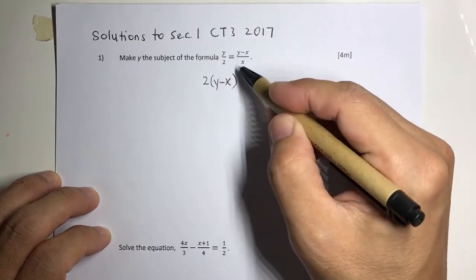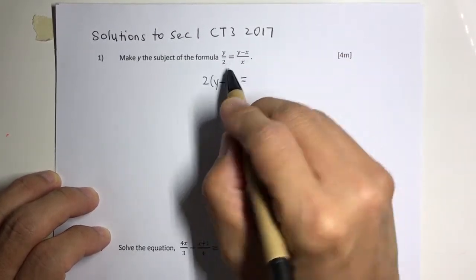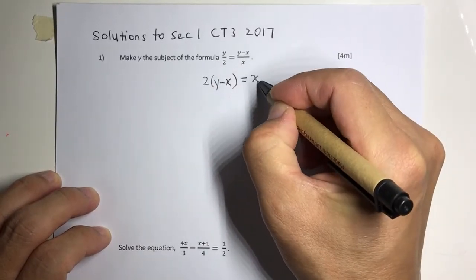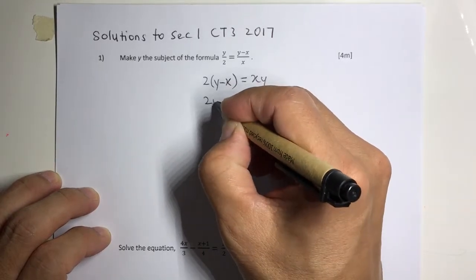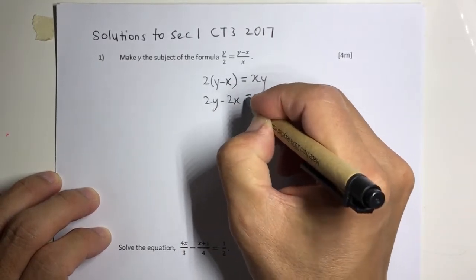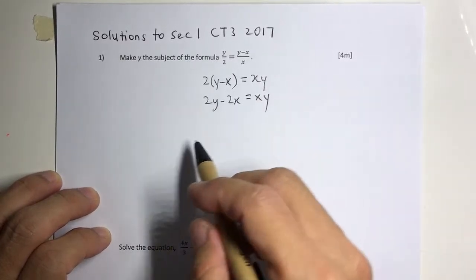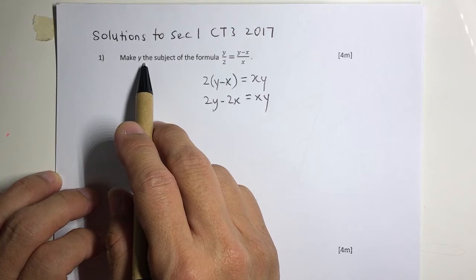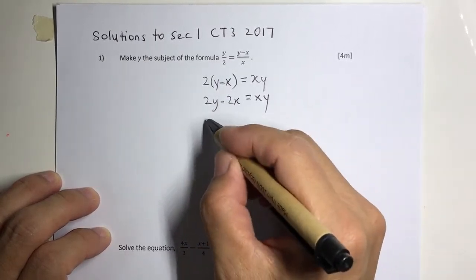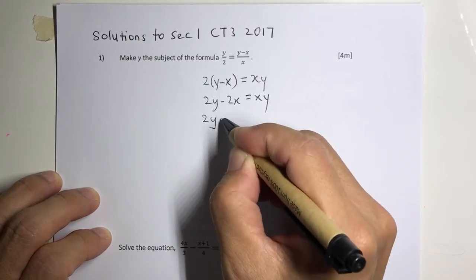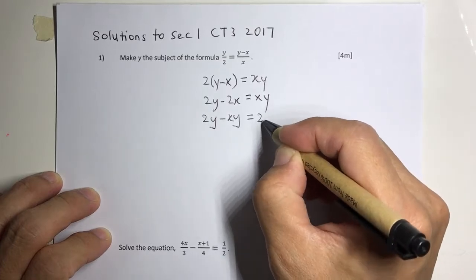Multiplying diagonally, we have 2 bracket y minus x, and on the other side, x times y is xy. Open up the brackets. And since we want to make y the subject of the formula, we need to put all the y terms together to give us 2y minus xy equals to 2x.